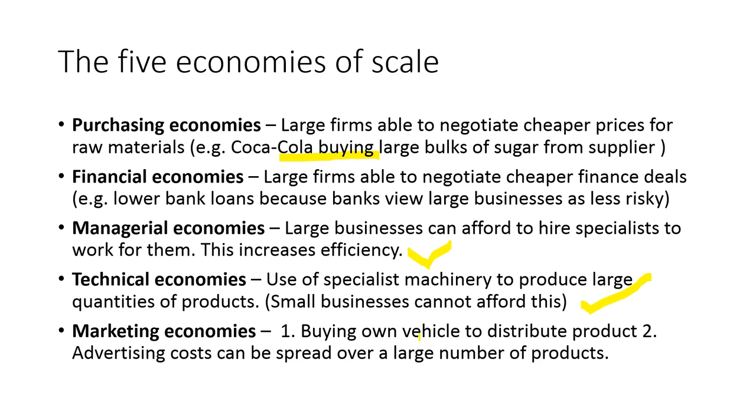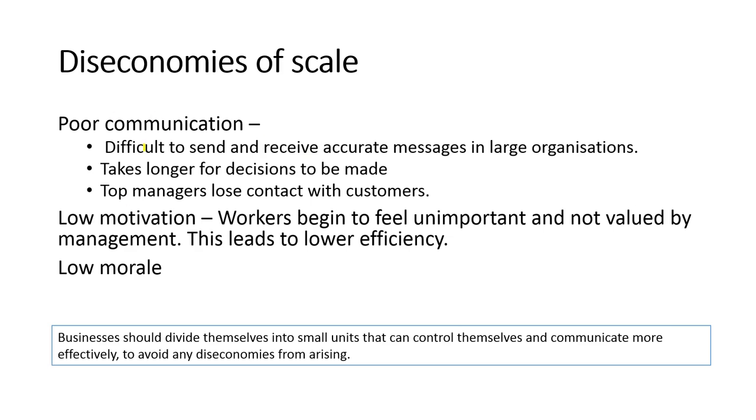Marketing economies. Buying a vehicle to distribute products, and advertising costs can be spread over a large number of products. So diseconomies of scale are poor communication, so it is difficult to send and receive accurate messages, and in a large organization it takes longer for decisions to be made. Top managers lose contact with customers. Low motivation, workers begin to feel unimportant and not valued by management. This leads to lower efficiency, so low morale. But what you do need to understand is that businesses should divide themselves into small units that they can control, so they can control themselves and communicate more efficiently to avoid any diseconomies from arising.